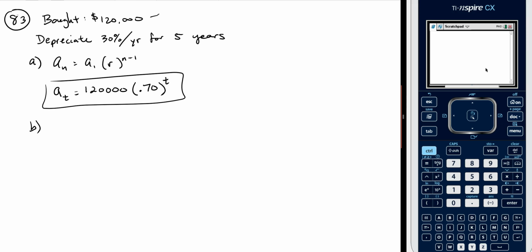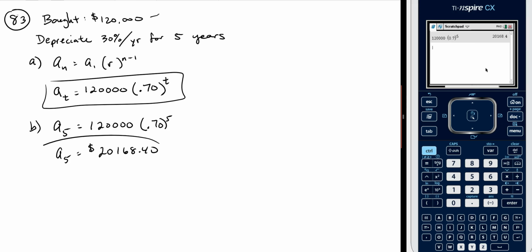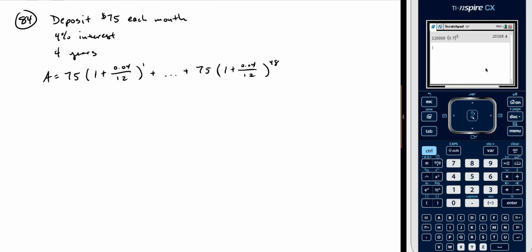Part B says find the depreciated value of the fleet at the end of 5 full years. So that's A5, which is 120,000 times 0.7 to the fifth. And I get a total of $20,168.40.